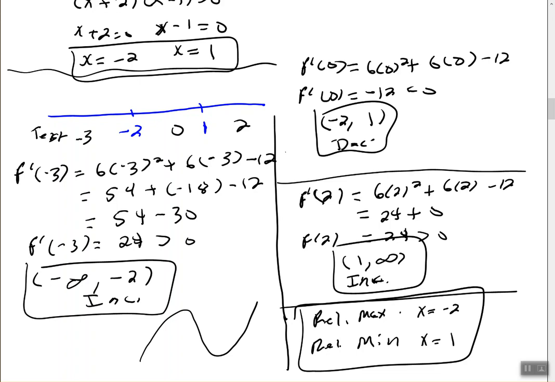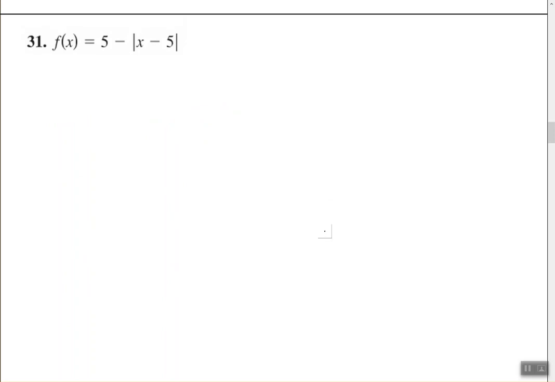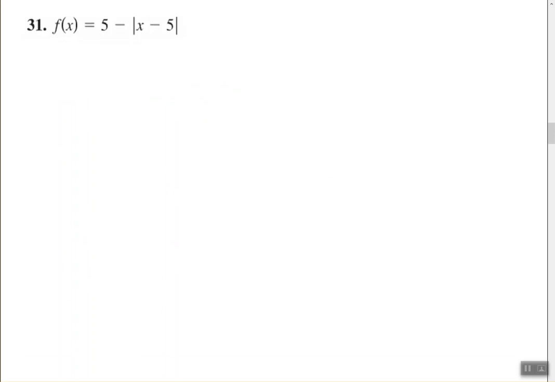Alrighty, let's look at one more problem. All right, so here we're just going to find where it's increasing and decreasing using these tests. So first of all, let's introduce something new. The derivative of the absolute value of u is u over the absolute value of u times u prime.